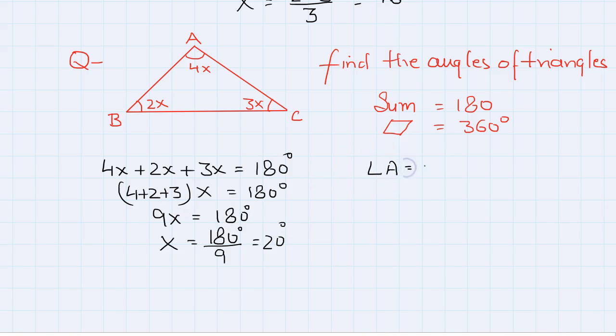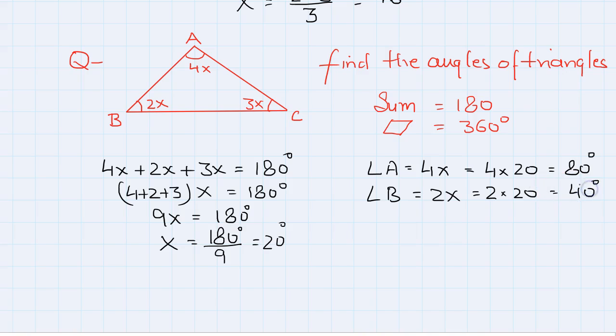Now angle A is equal to 4x and x is 20 degrees, so this will be 4 multiplied by 20, that is 80 degrees. Angle B is 2x, so that is 2 multiplied by 20, so it will be 40 degrees. Angle C is equal to 3x, that is 3 multiplied by 20, so that is 60 degrees. And if you see, to check the answer, the sum is 180 degrees. So your answer is correct.